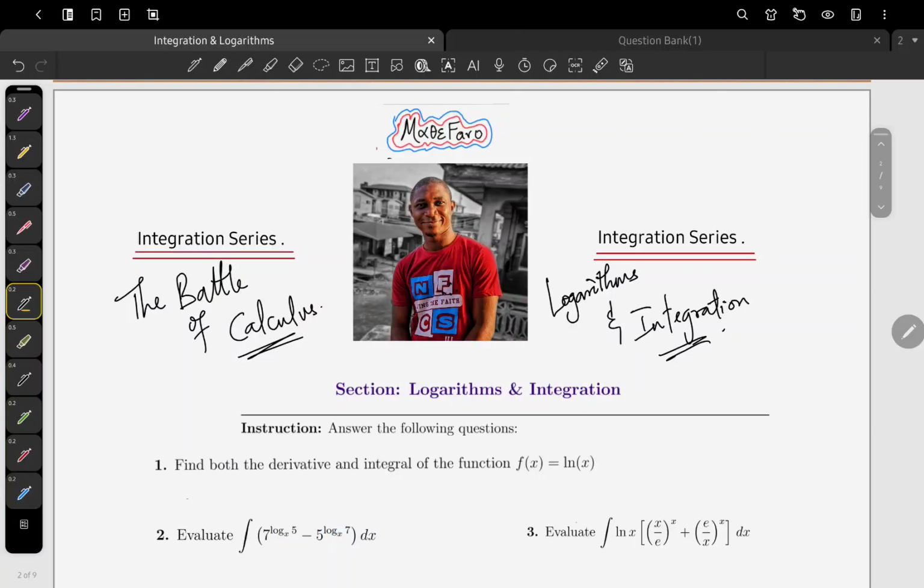Integration is a very wild aspect of calculus, and as such, we can never exhaust possible aspects of integration. So I intend to drop different videos concerning different aspects of integration so that we can continue to learn together. In this first volume, we are looking at logarithms and integration. It could be very tricky, but it is also fun. So without wasting much of our time, let's get right into it with these three questions.